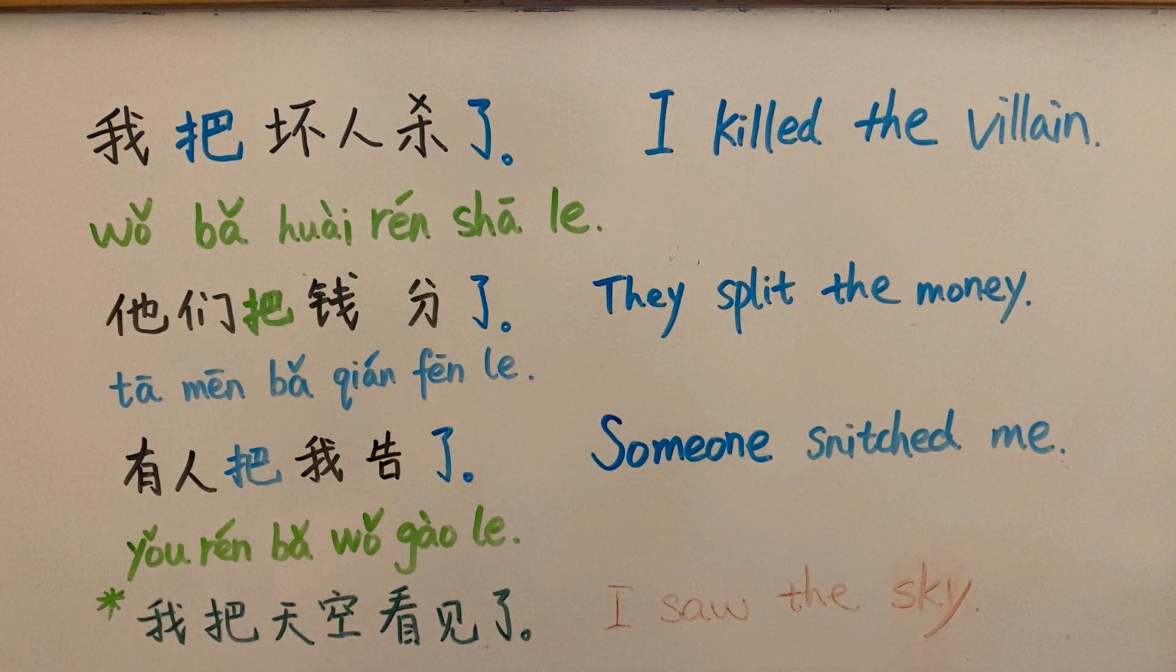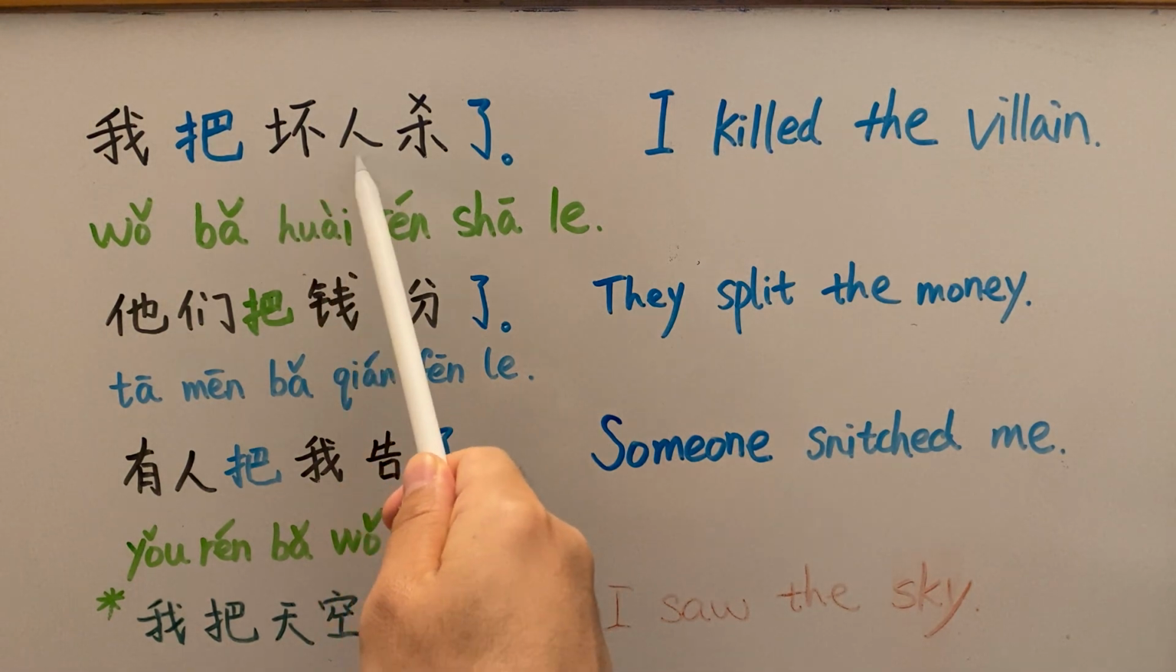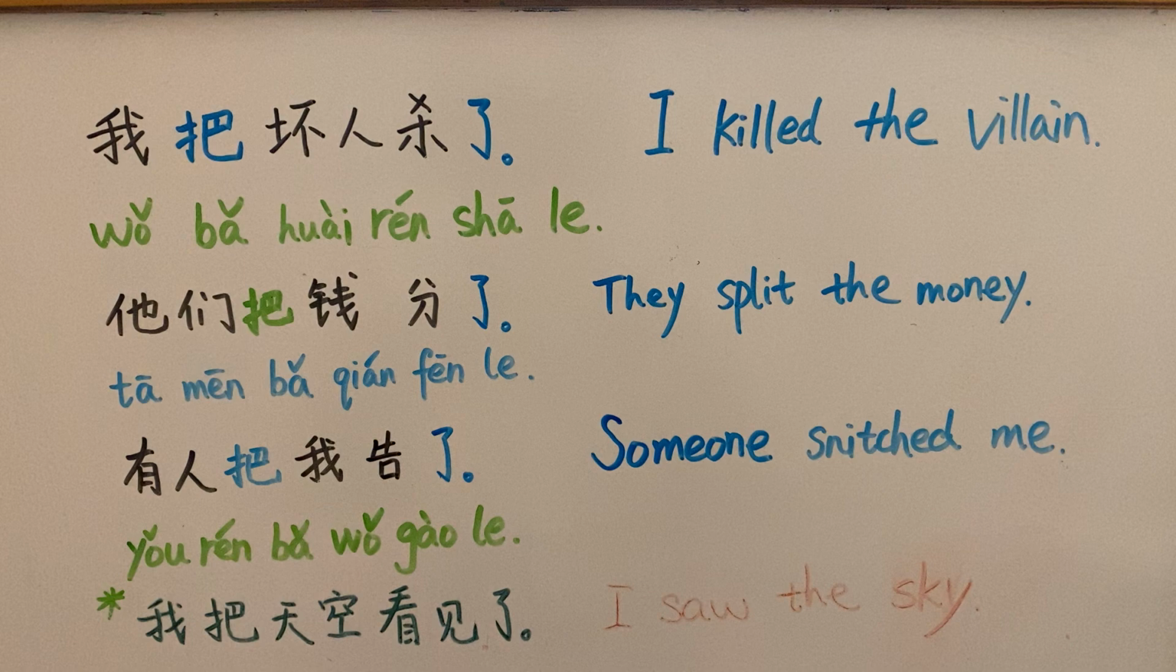Both are correct. And here we can see 坏人. 坏人 means the bad guy. 坏 is bad or rotten. The apple is rotten. 苹果坏了. 坏人. 人 is people or person. 人民 is people. And person, 一个人. One person, 一个人. 我把坏人杀了. I killed the villain. I killed the bad guy.